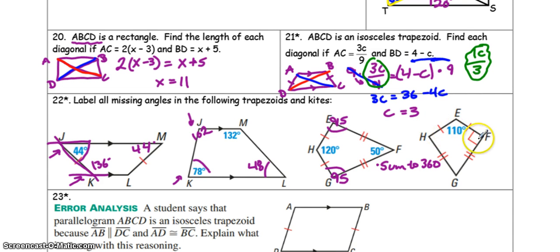For this next one, we know that F is congruent to H. So since F is a right angle, 90 degrees, H will also be 90 degrees. We know that the entire kite sums to 360 degrees, so we can take 360, subtract out 90 for H, 110 for E, and 90 for F, and we're left with 70 degrees for G.